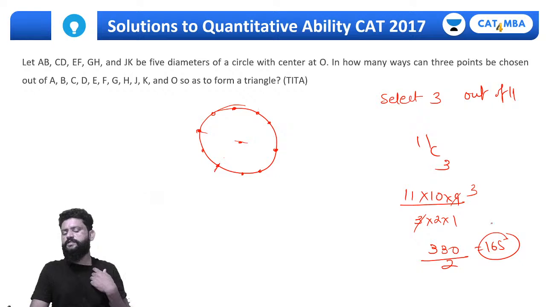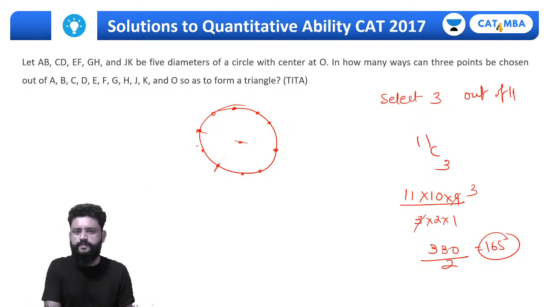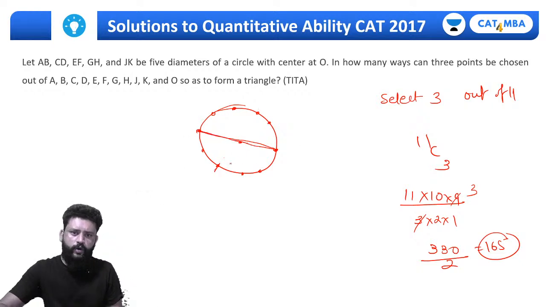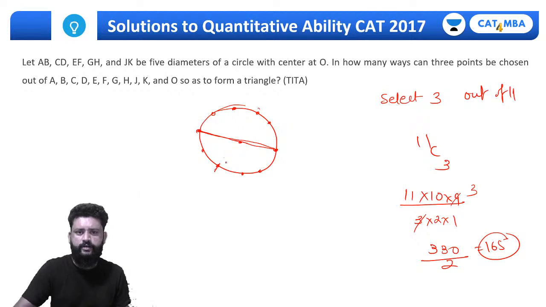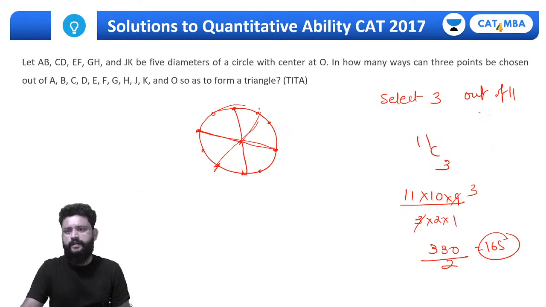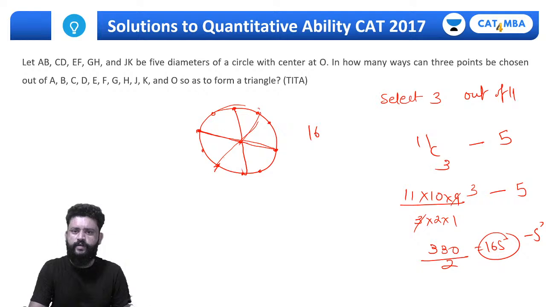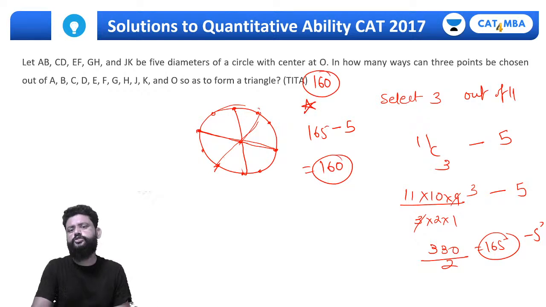So 165 is not the right answer, because in this, connecting these 3 points does not form a triangle. When you connect the two diameter end points and the center, as many diameters as there are, that many times the triangle will not form. That will be just a straight line, right? So that's why we have to subtract from this. 11C3 minus 5, which will be 165 minus 5. 160 is the answer. That was a really easy question that you can manage to solve within 30 seconds.